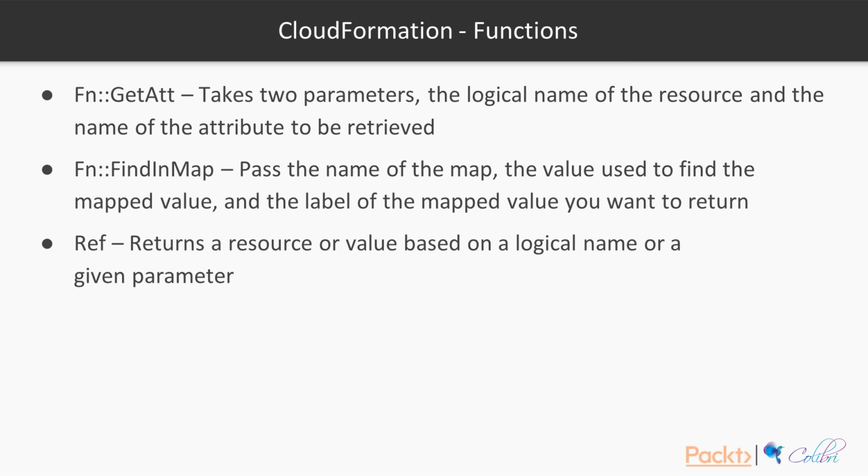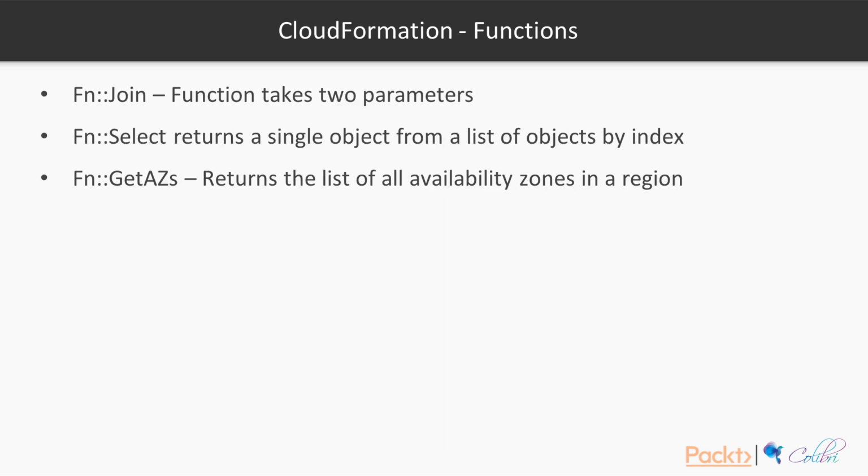Ref is a function that will return a resource or a value based on a logical name or a given parameter. Fn::Join is a function that takes two parameters, a delimiter that separates the values that you want to concatenate, and an array of values in the order that you want them to appear. Fn::Select returns a single object from a list of objects by index, and Fn::GetAZs returns the list of all availability zones within the region.